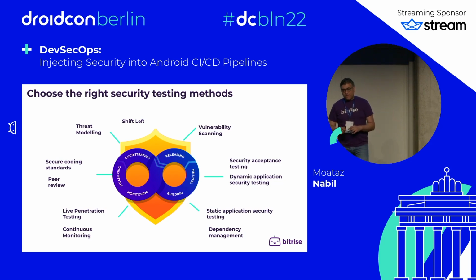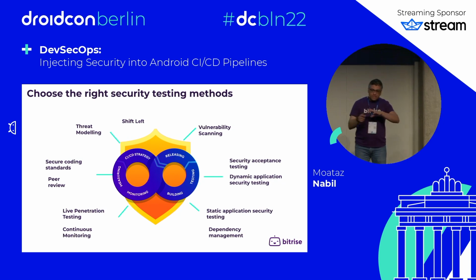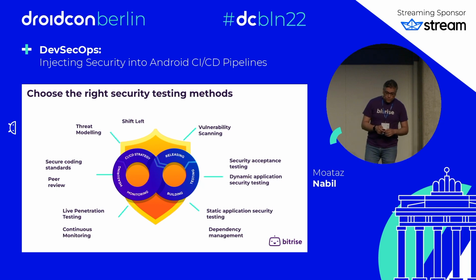For example, you have vulnerability scanning for releases. You have security acceptance testing and dynamic testing as well. You have static testing when you are building your code base. You have dependency management, continuous monitoring, live penetration testing, secure coding, peer review, and threat modeling. So this is mainly how you can differentiate between the different testing tools.